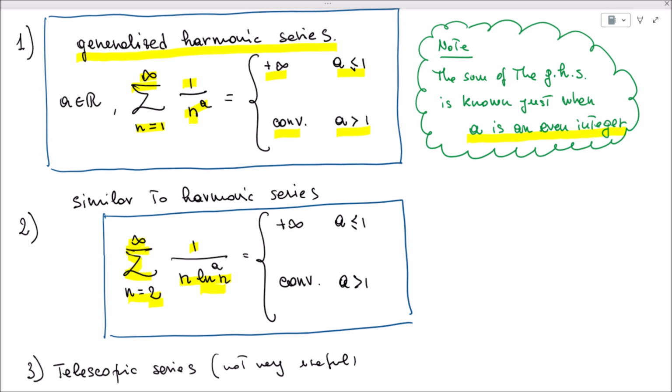And it turns out that the behavior of this series depends on a in pretty much the same way. In fact, if a is less than or equal to 1, the series diverges to plus infinity. If a is larger than 1, the series converges.